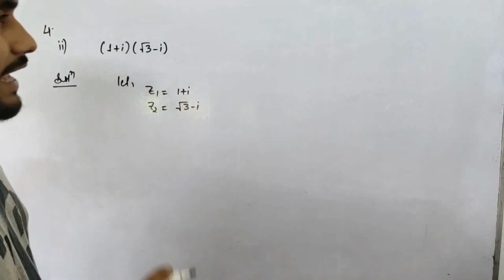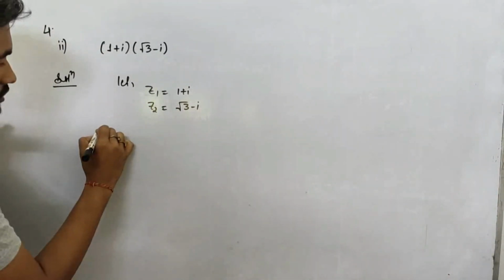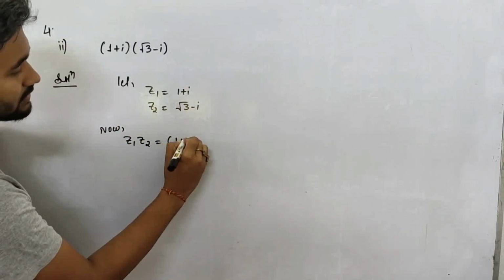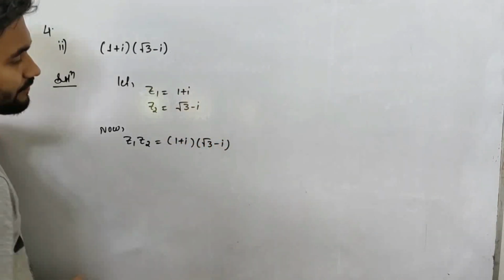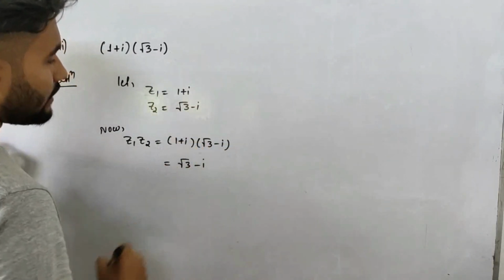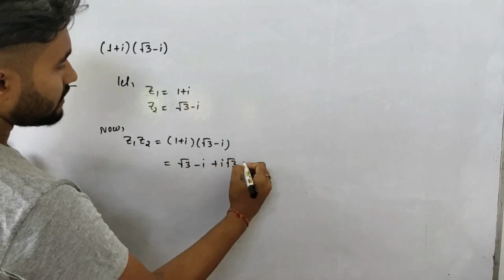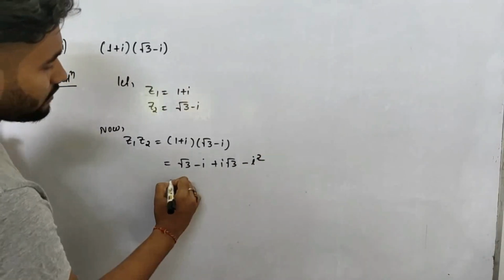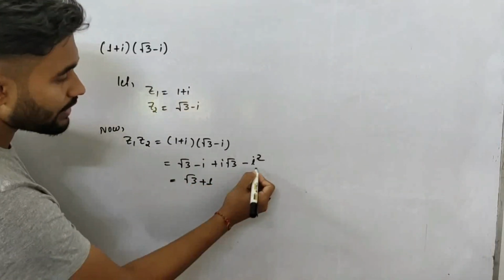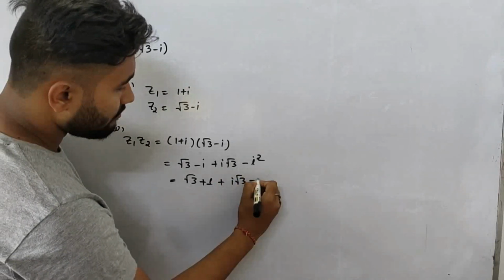Now at first, what do you have to find? Amplitude of Z1 Z2. So at first, let us find Z1 Z2. Z1 Z2 will be equal to (1 plus i)(root 3 minus i). So 1 into root 3 is root 3. Then 1 into minus i is minus i, then plus i root 3, and then minus i square. So root 3, and i square is minus 1, minus minus will become plus. So root 3 plus 1, and then i times root 3 minus i.